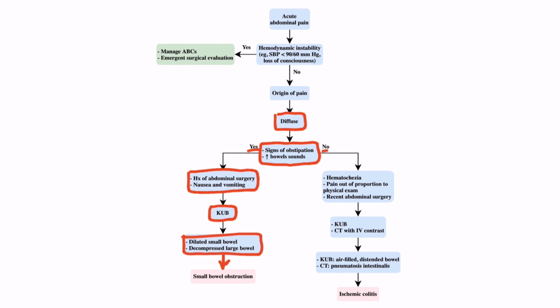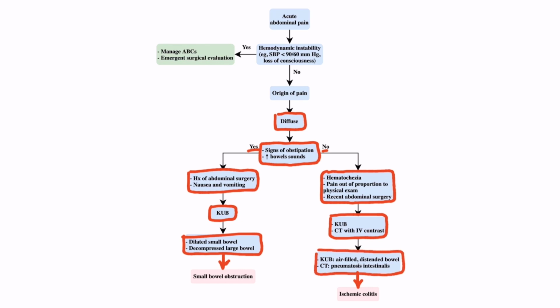On the other hand, presence of hematochezia and pain out of proportion to physical exam are classic signs of ischemic colitis, especially with recent abdominal surgery. Diagnostic imaging includes KUB and CT with IV contrast, showing evidence of an air-filled distended bowel and pneumatosis intestinalis, respectively.